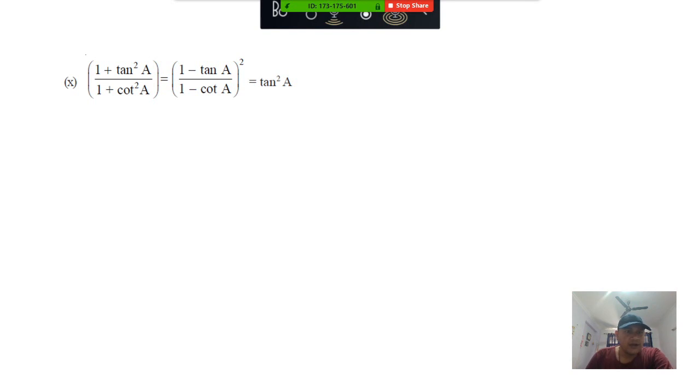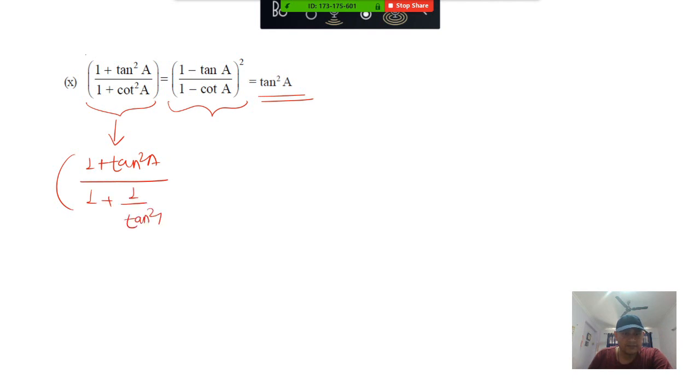Let's solve it. Here what we have to do is prove these two terms as tan square A. So let's solve the first one first, that is 1 plus tan square A upon 1 plus cot square A. The first term is a little easy, the second is a little complicated, although both are easy. So write it like this: 1 plus tan square A upon 1 plus 1 upon tan square A. Okay, it is here now. So this 1 plus tan square A, let's take LCM here, that is tan square A.